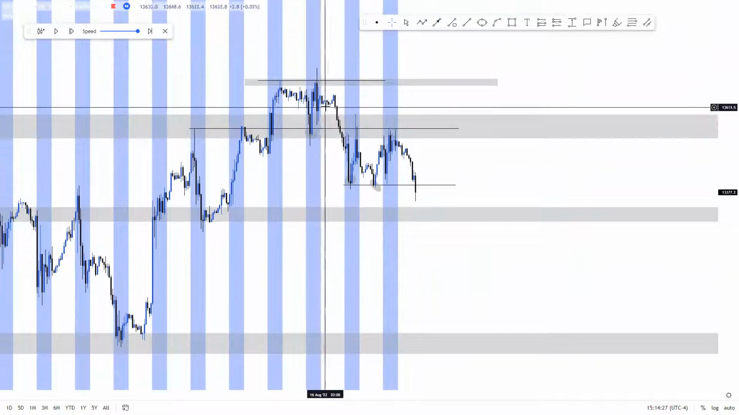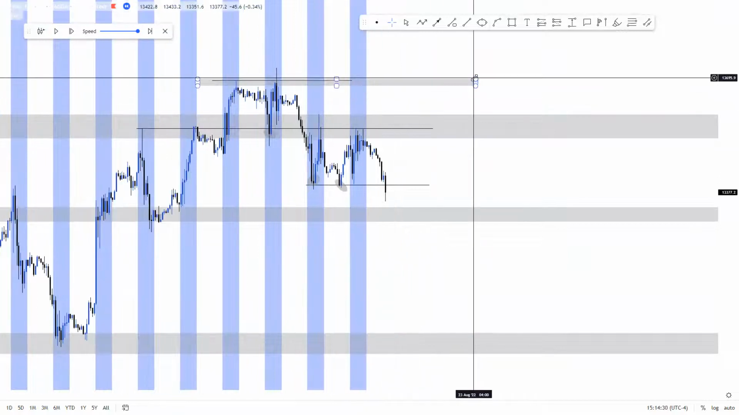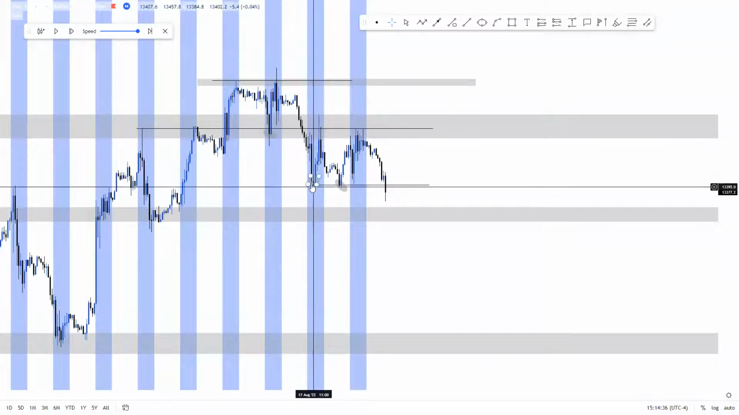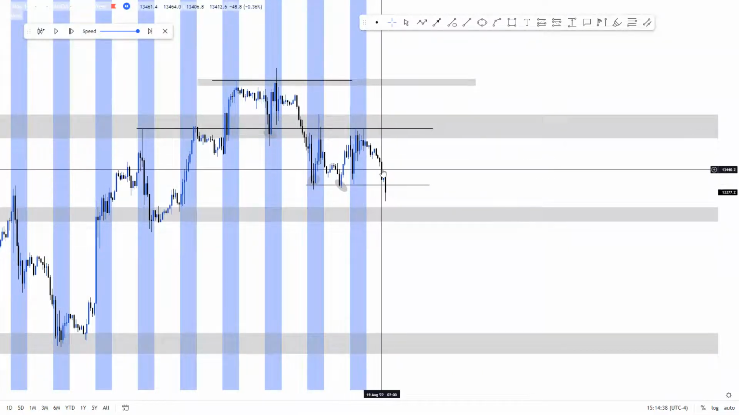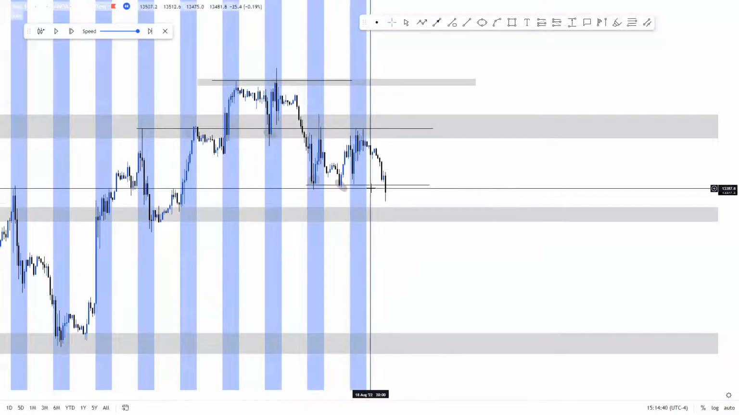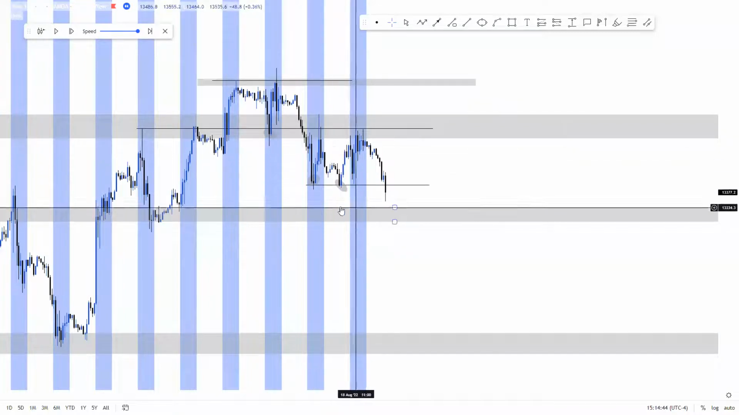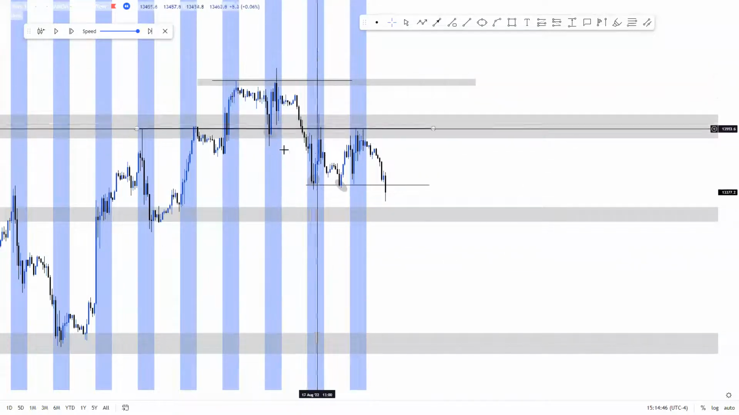All right, so I don't want to confuse y'all, but this low that we were talking about earlier was made in New York. This low was made in New York. This is before New York, and we already closed below this previous low that's in New York. Forget everything else, like Asian session, London session. Pay attention to what New York does.